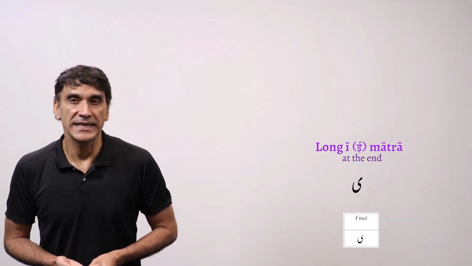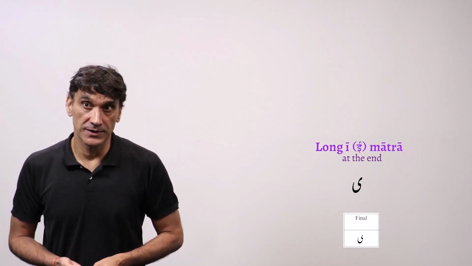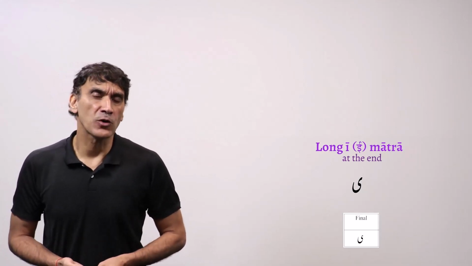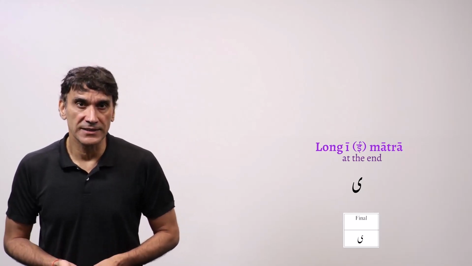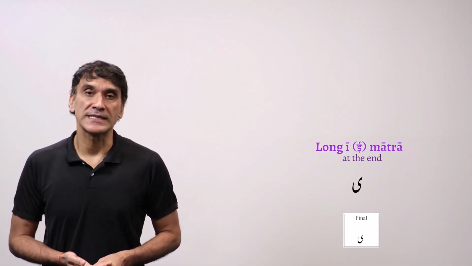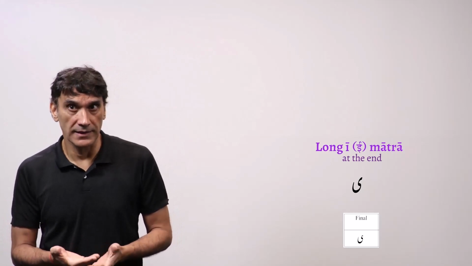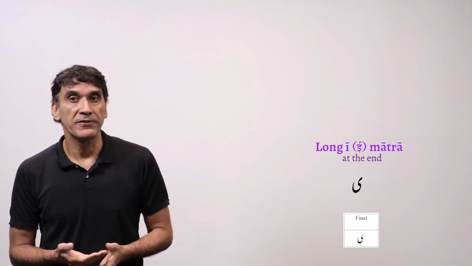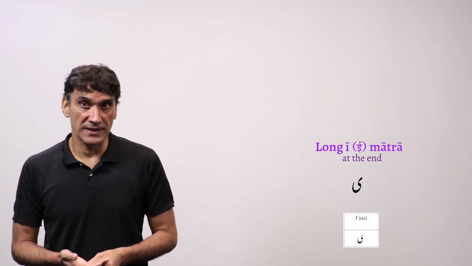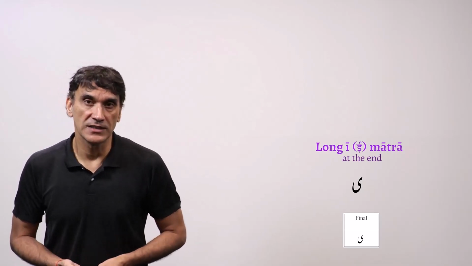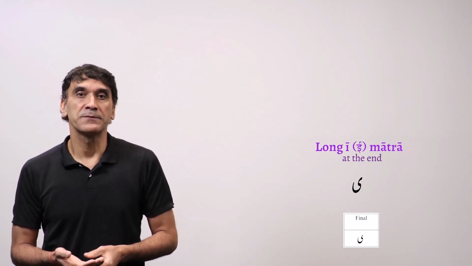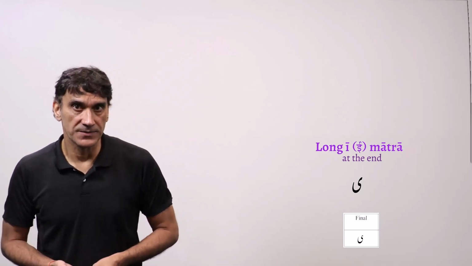Let's now take the Hindi long E at the end of a word. Hindi has a significant vocabulary with long E at the end. Many feminine nouns in singular end in long E, like ladki, a girl. The variable feminine adjectives also end in E, such as peeli, yellow. Let's take some words with the long E mātrā at the end.